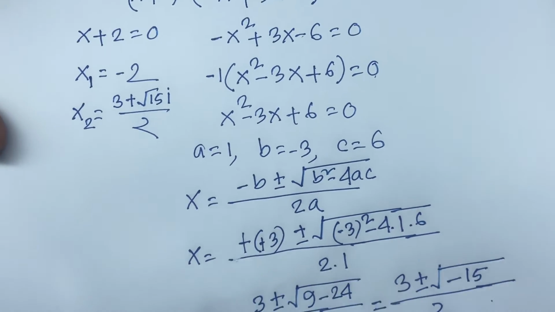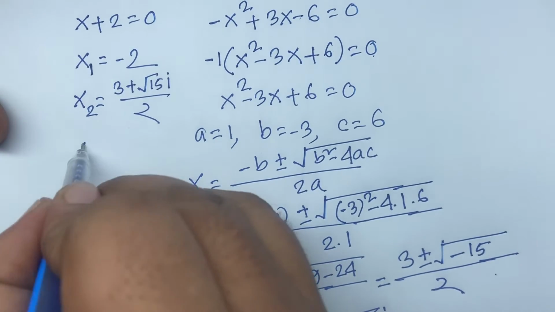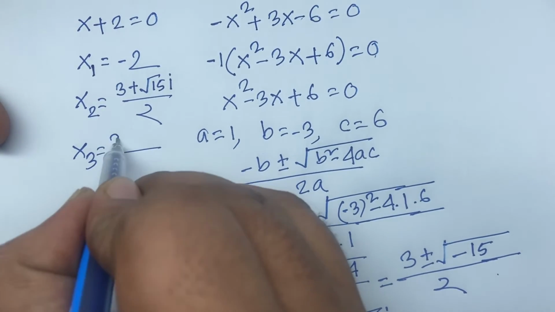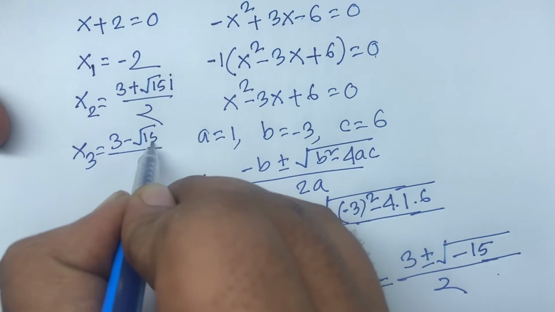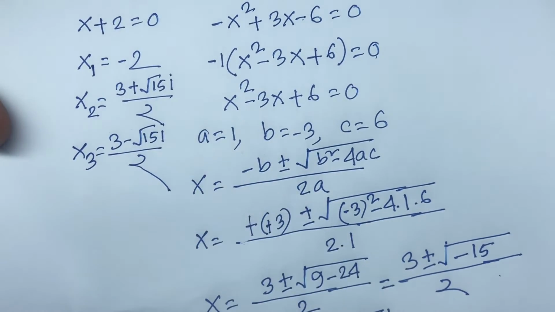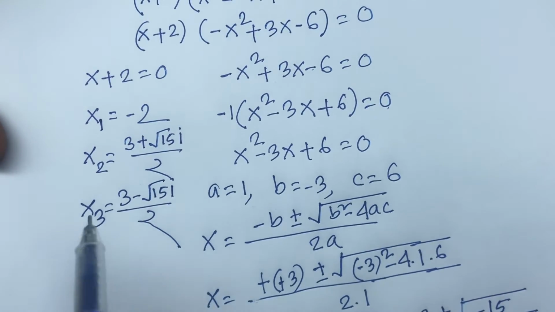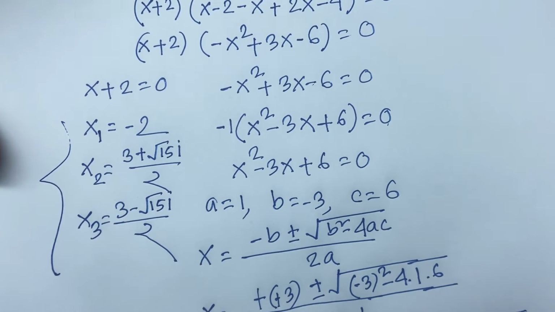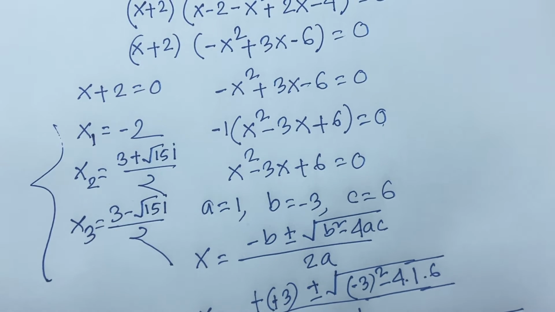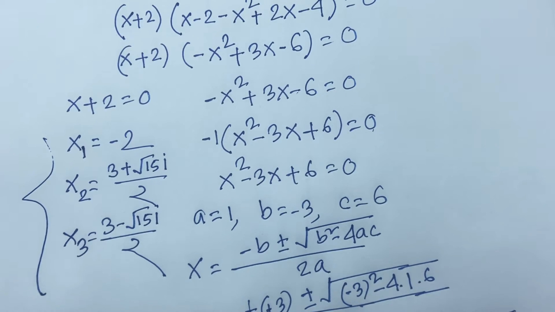And again I can say x3 will be 3 minus square root 15i over 2. So this is our final answer. So at this moment we have to check whether it is the right answer. Is it the right answer? So let's start.